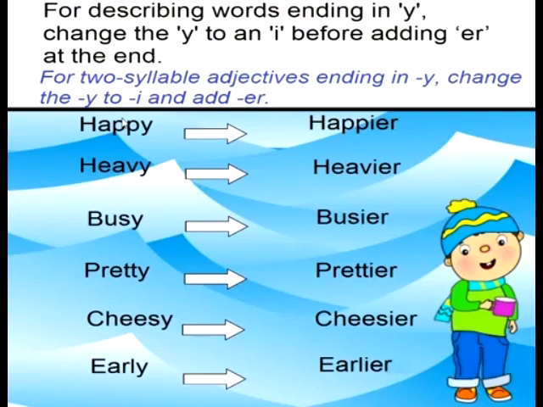Now we know the comparative form for happy is happier, heavy, heavier, busy, busier. So the rule for two syllable adjectives ending in y is that the y changes to an i and you add er. Happy has two syllables. So the y, as you can see, changes to an i and you add er.